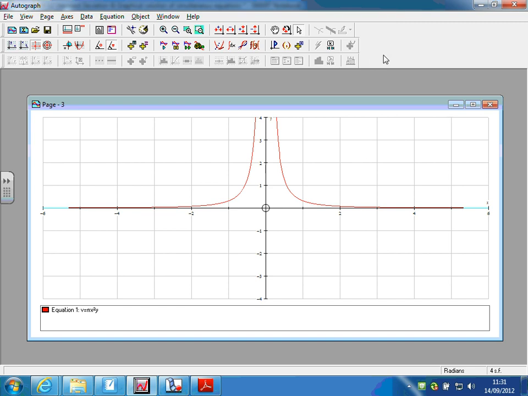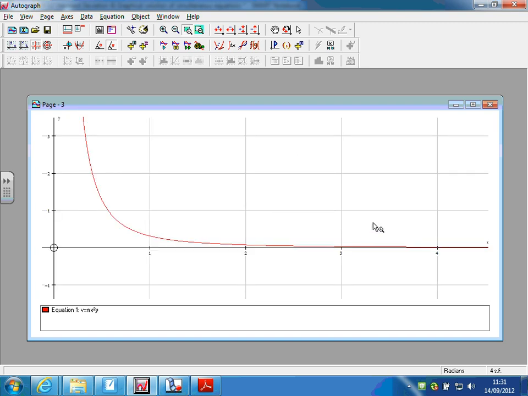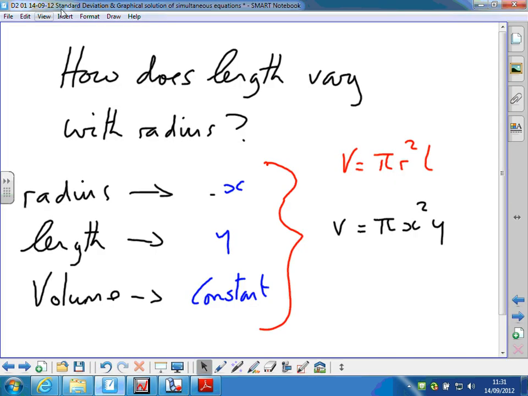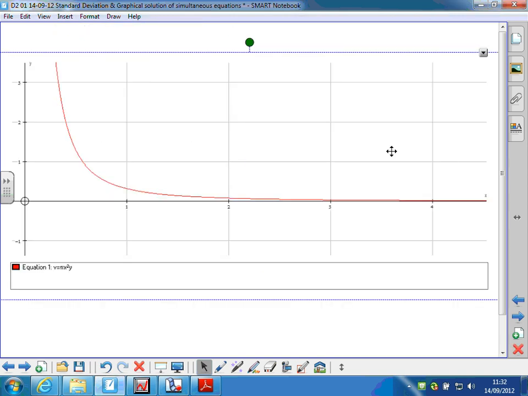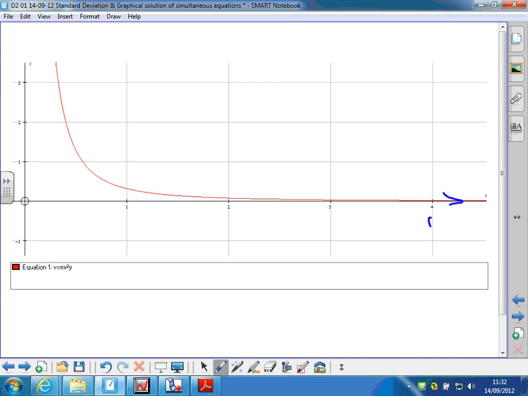So let's just get the thing to look how we want it. Let's zoom in on, say, this bit here. And then copy page's bitmap, stick that into the notes. So there it is. So this is radius. This is volume. No, it's not. This is length. And we're plotting volume equals pi x squared L.